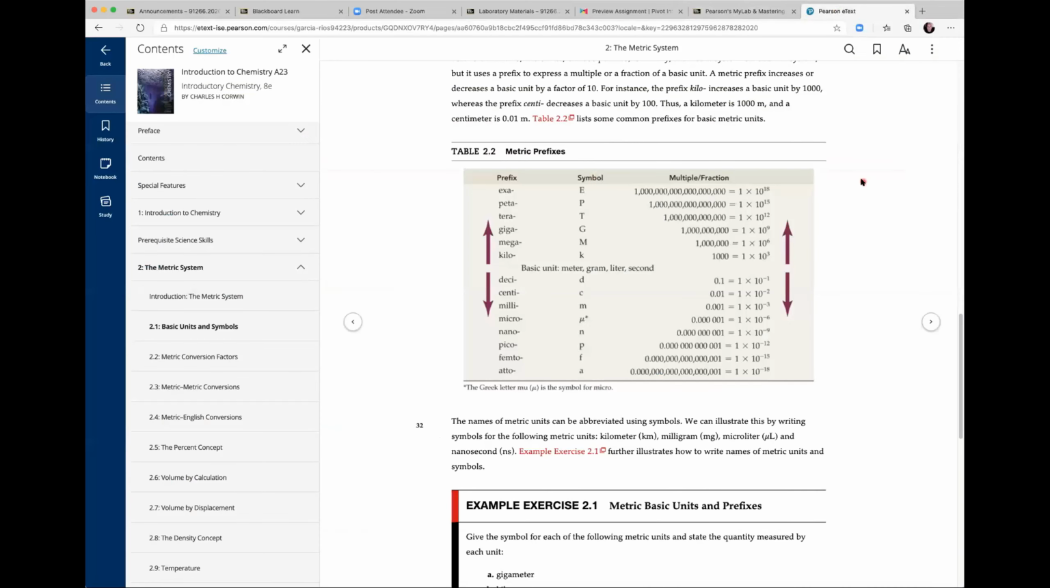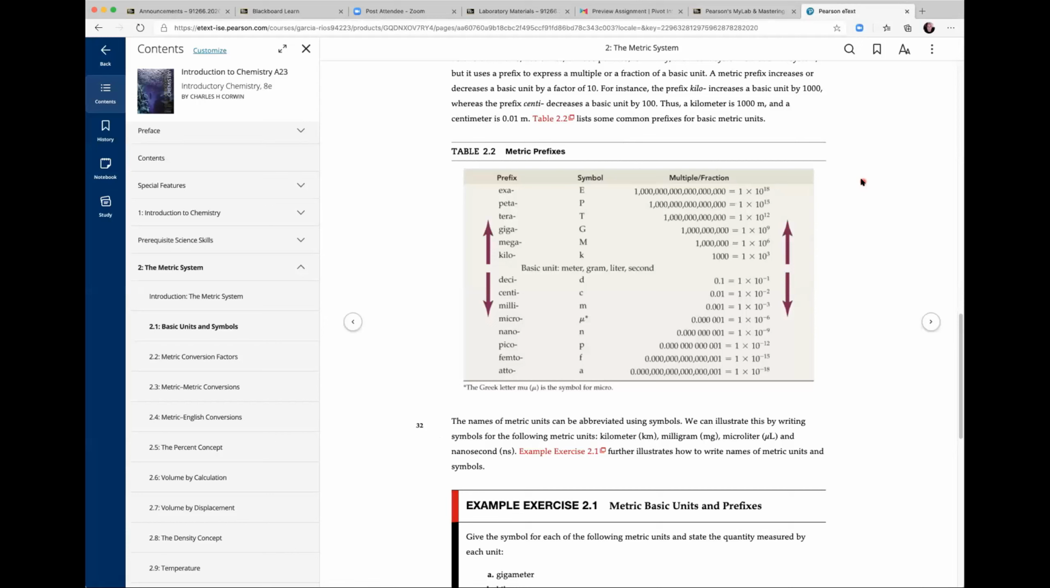So what I have here in front of my screen, hopefully that you can see, is a table that has the so-called prefixes that the metric system, and in fact any system, can use. These prefixes simply tell you a multiplier that applies to the base unit of the system that you're dealing with.